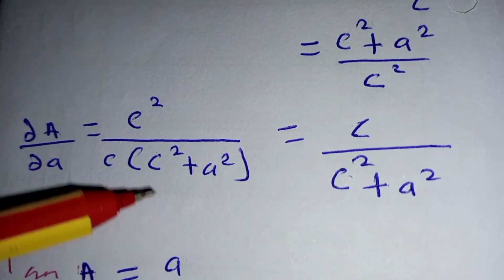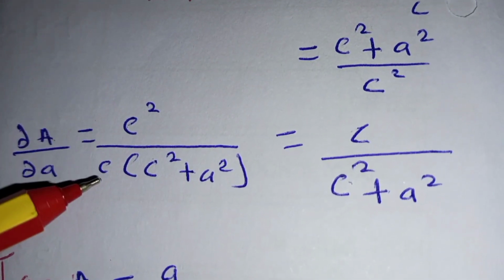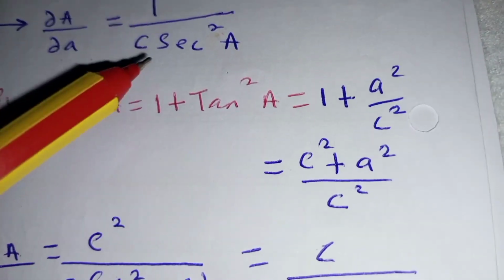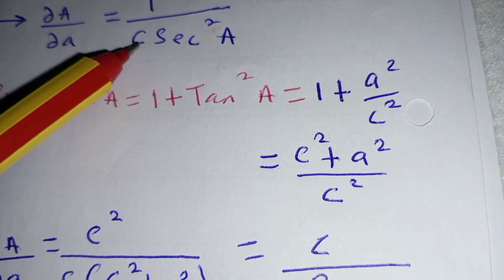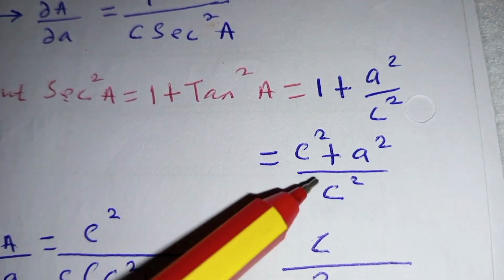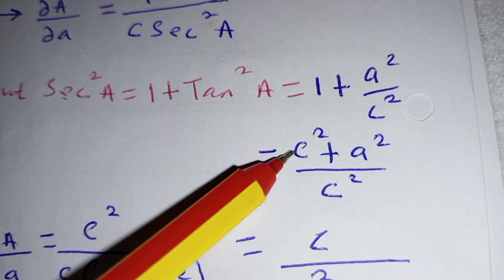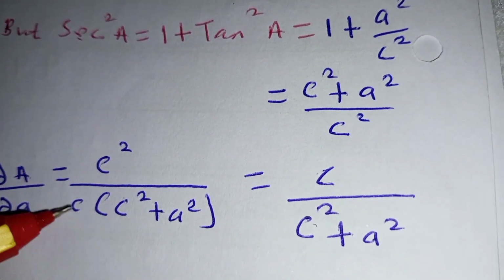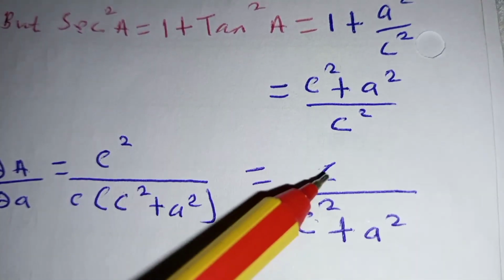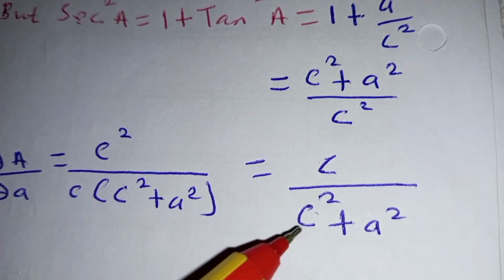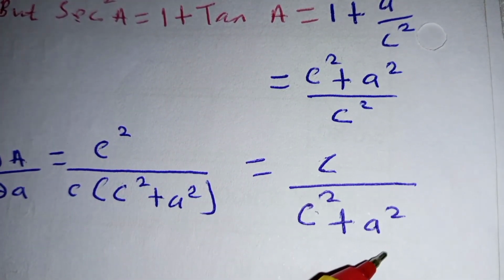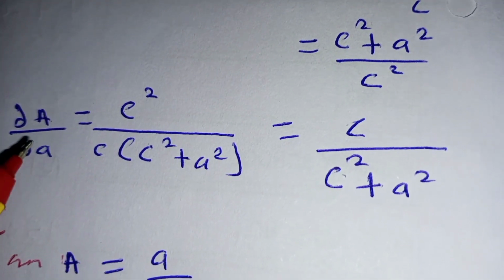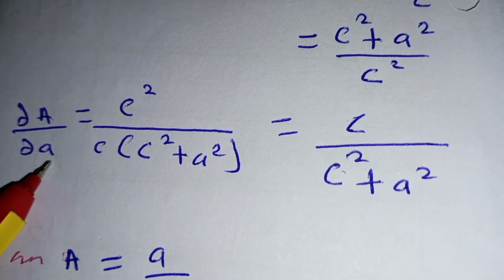So when we do that, we are going to obtain c squared over c, bracket c squared plus a squared, because we are dividing, so we take the reciprocal of this part, which will be c squared over c squared plus a squared, as indicated here. One of the c's will cancel out, and in the numerator we will be left with c, divided by c squared plus a squared. So we have now found the partial of capital A with respect to small a.